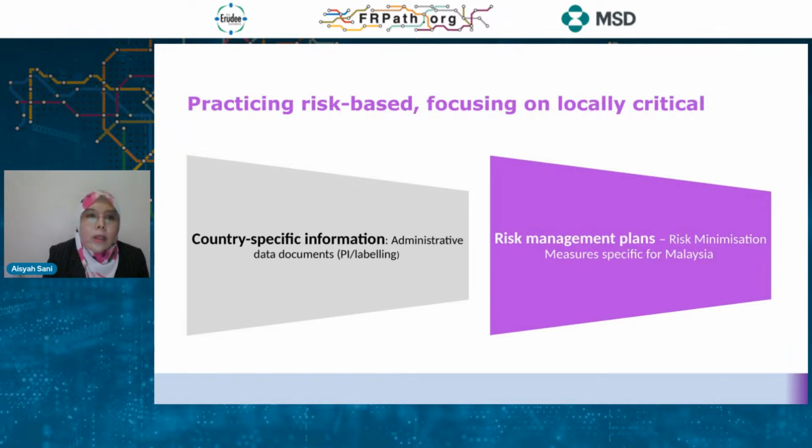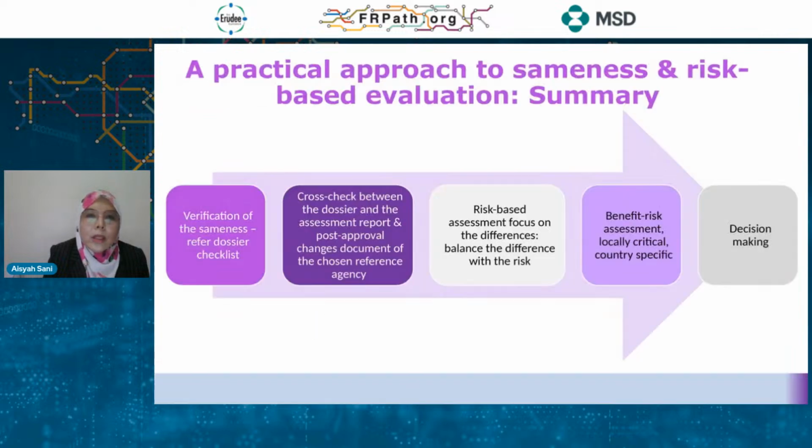So now I will come to the end of my presentation. Just to sum up, what is a practical approach in reliance from the NPRA perspective? First, we need to verify the sameness of the product between the dossier submitted to NPRA and what has been approved by the reference agencies by referring to the dossier checklist filled by the applicant. And we need to cross-check with the dossier, the assessment report and post-approval changes of the reference agencies when necessary. As for how best to determine the risk of identified differences, NPRA assessors are practicing risk-based assessment.